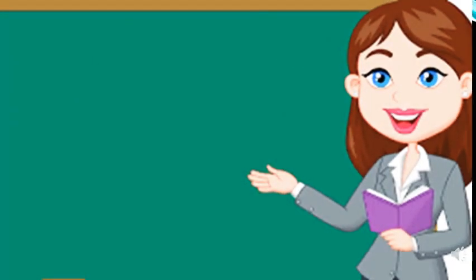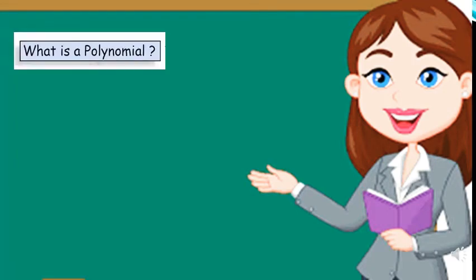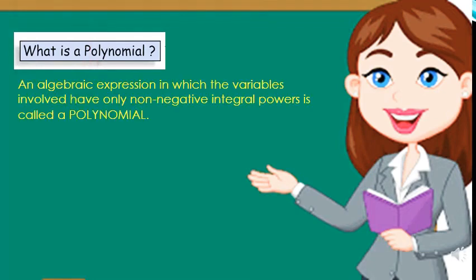So now we all know what is an algebraic expression, isn't it? So next you are going to study about polynomial. What is a polynomial? Polynomial is also an algebraic expression, but it has few conditions. What are those conditions? You will be learning that now. An algebraic expression in which the variables involved have only non-negative integral powers is called a polynomial.